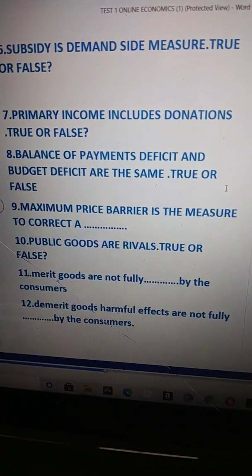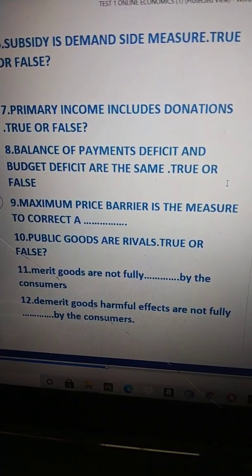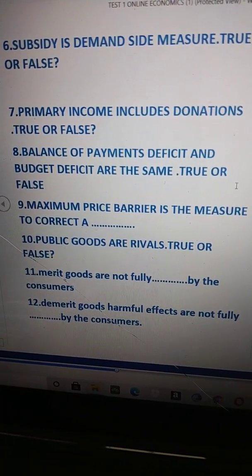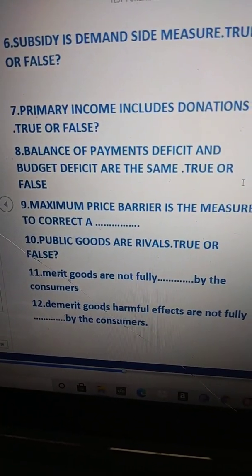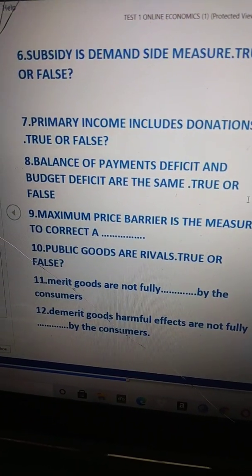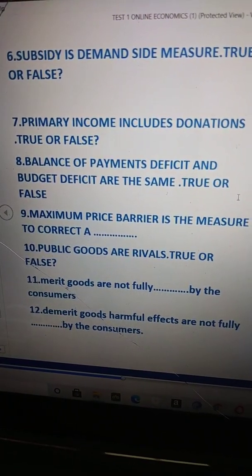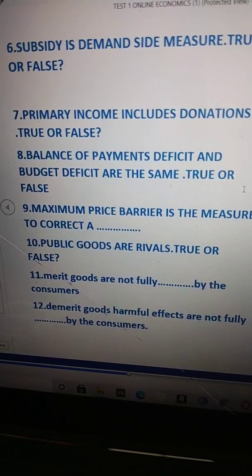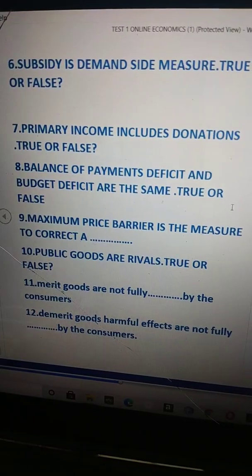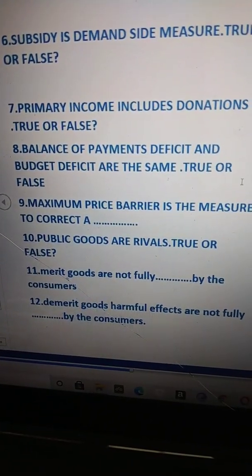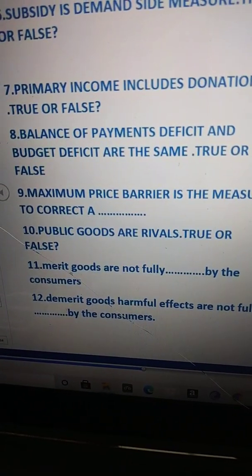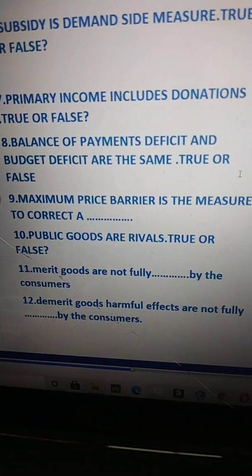Number 10, public goods are rivals. True or false? It's false. Public goods are always non-rival and non-excludable. Those are the two characteristics of public goods. Rival means that when one individual uses it, it will affect the other individual. Non-excludable means that you cannot stop people from using that product. So public goods are non-excludable and non-rival.